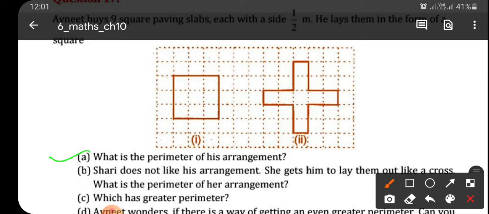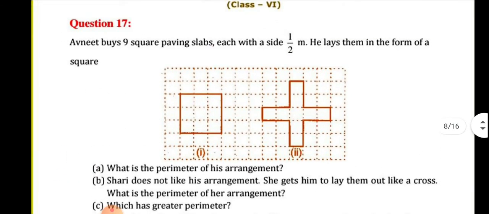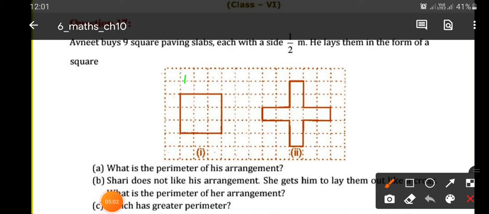First one. What is the perimeter of his arrangement? The length of each side is 1 by 2. Here it's 1 by 2, here it's 1 by 2. You have to find out the perimeter, so you have to add them. First take this side, then the second, third and fourth. So you have to add 1 by 2 plus 1 by 2 plus 1 by 2.